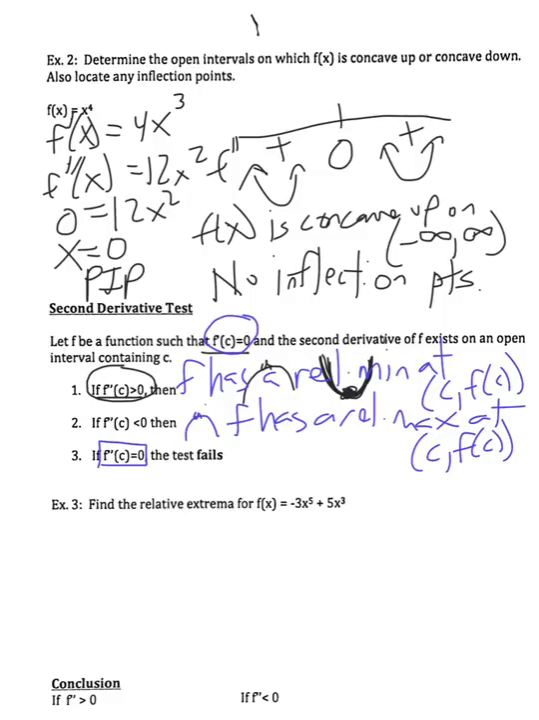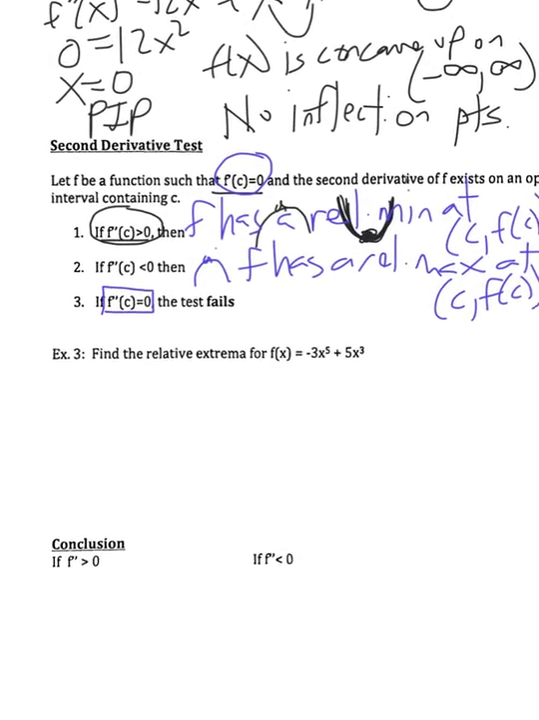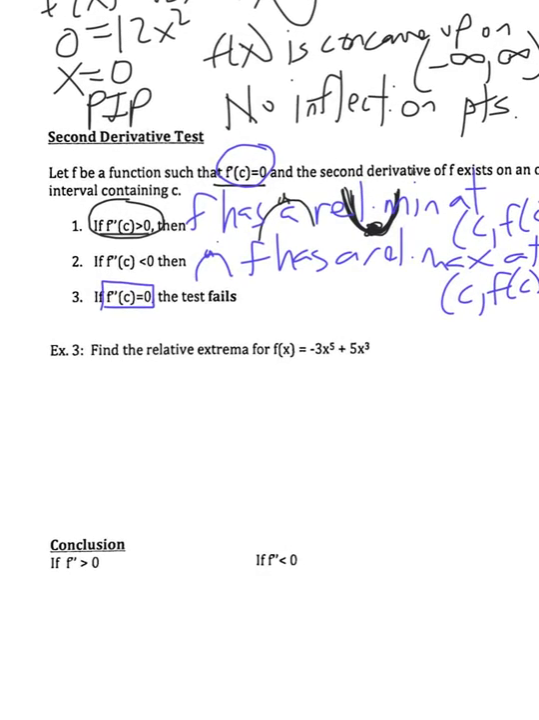Okay, let's look at what this looks like. Let's do an example of this and put it into context. So it says find the relative extrema for f of x. Okay, so we could use the first derivative test that we know how to do, or we can use the second derivative test. Let's see how it looks. So first find f prime. F prime equals negative 15 x to the fourth plus 15 x squared.